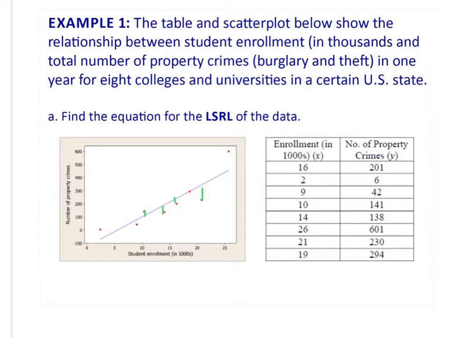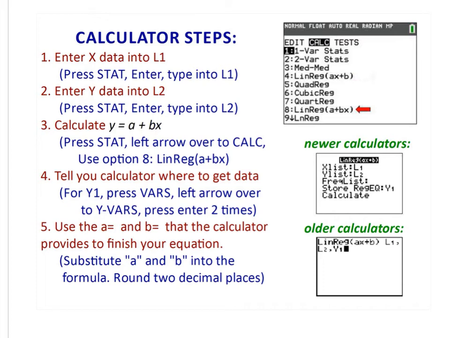So that's the vertical distance the definition was talking about. But if I want to find the equation, I need to find, well, what is A and B? Well, how I find that is by using my calculator. So pause this video and write down these 5 steps.